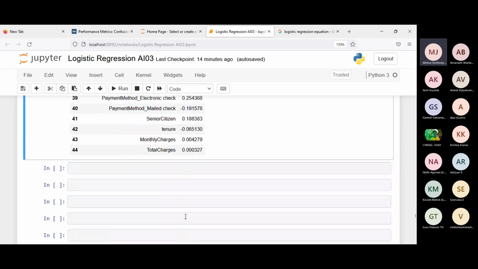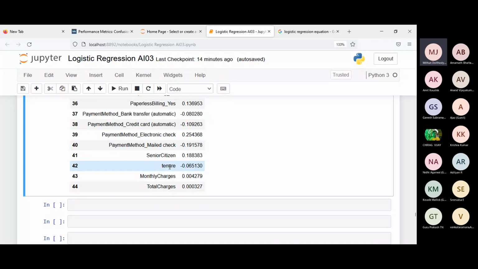But if I scroll further down, you can see variables like tenure. If tenure increases, then the propensity of churn will come down because there's a negative sign. I can't say that it is decreasing by 6 units, because the interpretation is not the same as that of linear regression. I'm just saying whether it's having a positive impact or a negative impact. If it has a positive sign, it is positively driving the churn propensity. If you're getting a negative coefficient, it is negatively impacting the variable churn.